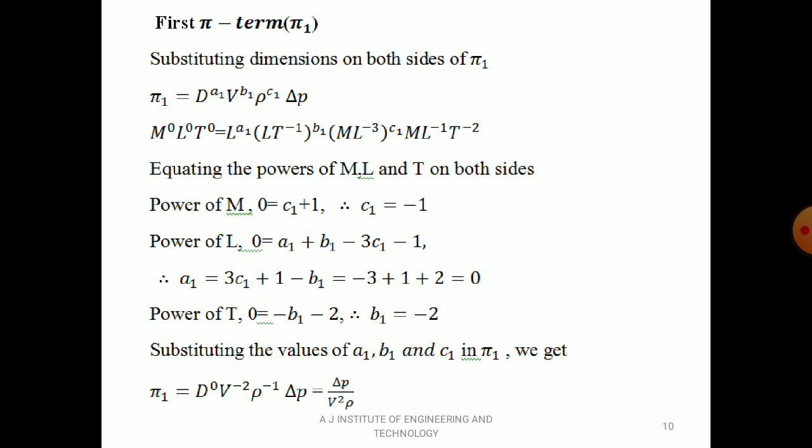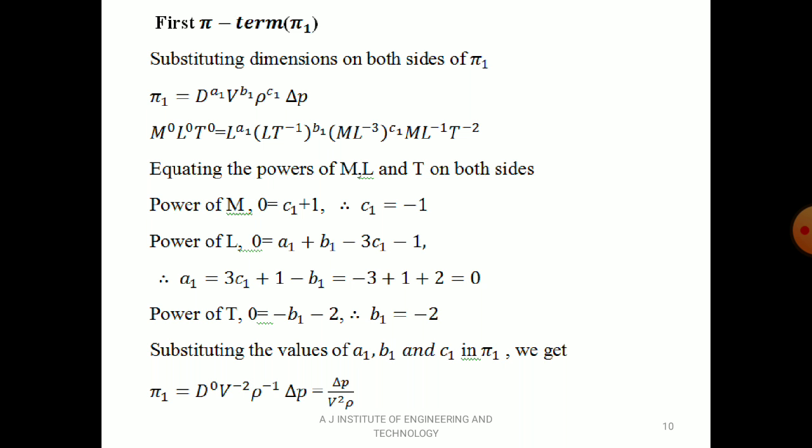Next, let's go for getting the expression for pi 1. So first pi term, that is pi 1. Substituting dimensions on both sides of pi 1, pi 1 is D to the power a1, V to the power b1, rho to the power c1 into delta p. Now we have already written dimensions for each of the variables or parameters, so now we can just substitute. Pi 1 is dimensionless, M to the power 0, L to the power 0, T to the power 0, that is equal to L to the power a1. For diameter it is L, then V it is L T to the power minus 1, for rho it is M L to the power minus 3, and delta P it is M L to the power minus 1 T to the power minus 2.